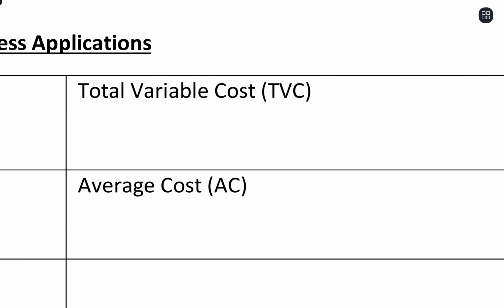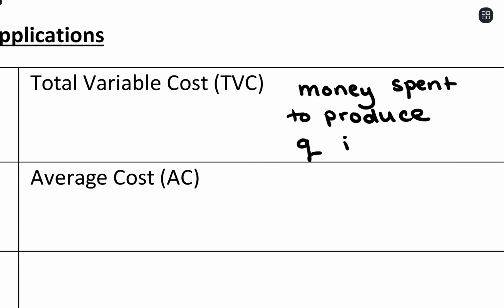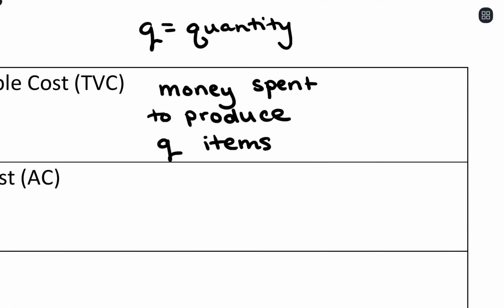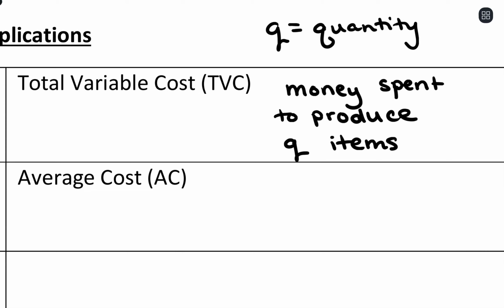The total variable cost, or TVC, is the money spent to produce Q items. So Q is the quantity. So the quantity of items. So with this, it does depend on how much money we're spending. This is typically in units of dollar per item. It's typically, if it's a linear function, that would be the idea of our slope. So it's how the cost is increasing per item. So this could be production costs or whatever manufacturing fees there are for a single item.